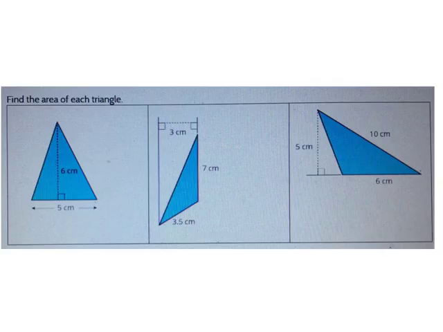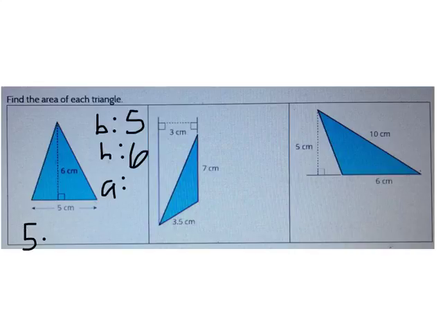Now let's find the area of each triangle. Remember, we need to do base times height and then divide by 2. Look at the first triangle. What's the base? The base is 5. What's the height? The height is 6. So what's the area? Well, what's 5 times 6?